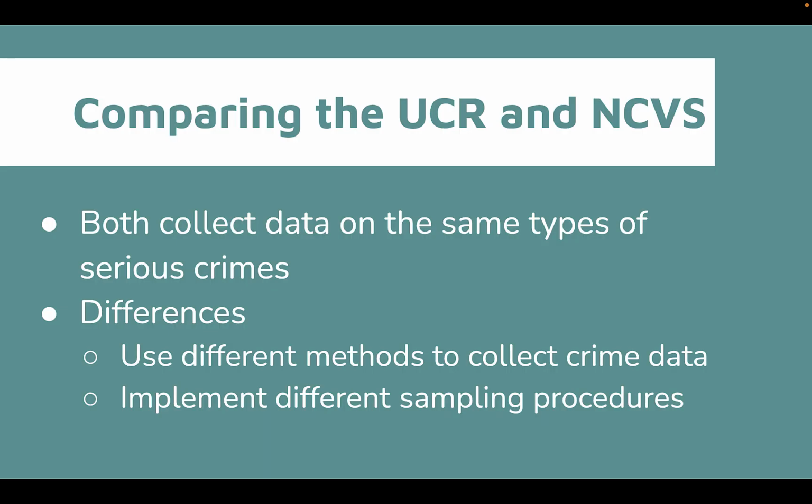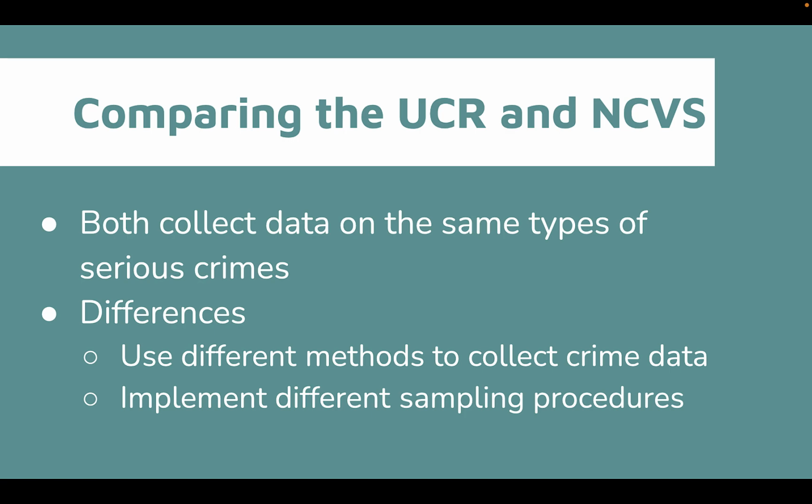Now let's compare the two, right? So they both collect data on the same types of serious crimes, right? But there are some differences. For instance, the UCR only measures rape as a crime against women, or for many, many years, the FBI didn't even consider men to be victims of crime or victims of rape, which is insane because obviously they are as well. But the NCVS measures rape as a crime against anyone.